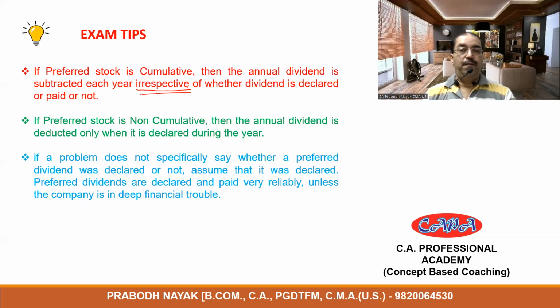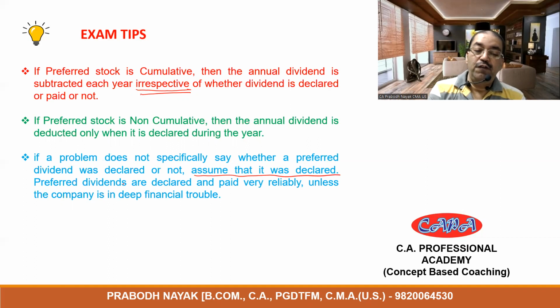A third situation: the problem does not specify whether a preferred dividend was declared or not. Problem is silent, whether declared or not. Here I have given the specific statement that it is not declared or it is declared. But if nothing is given, then what is the assumption? Then the assumption is preferred dividends are declared. It's important. Assume that it was declared.